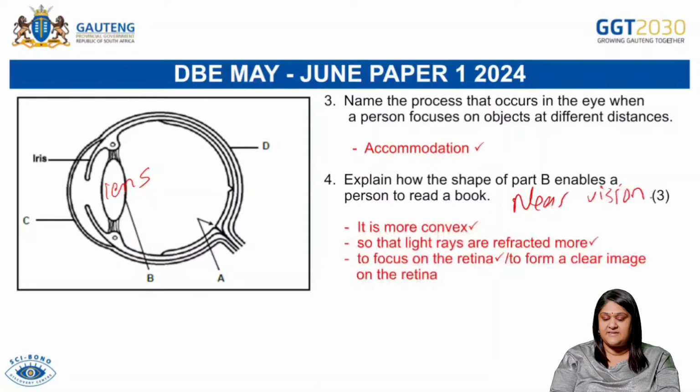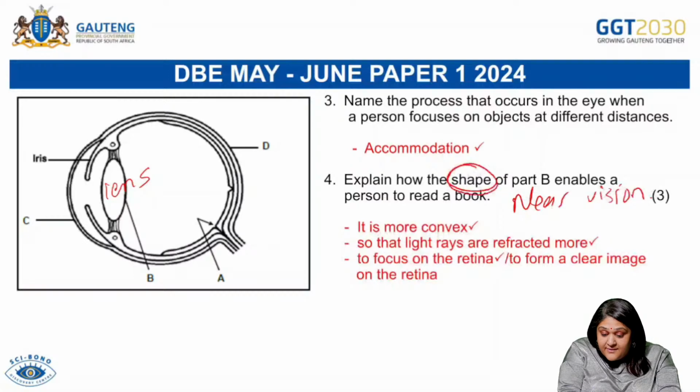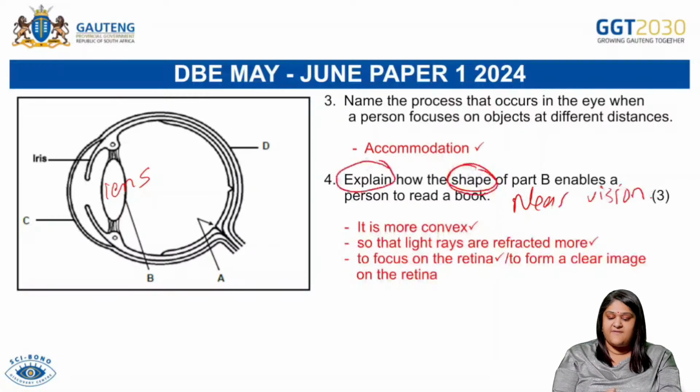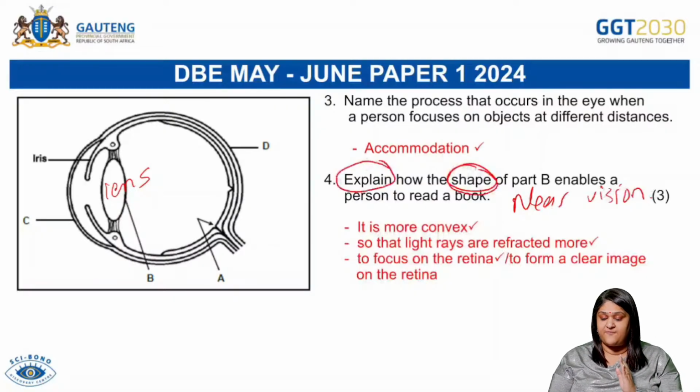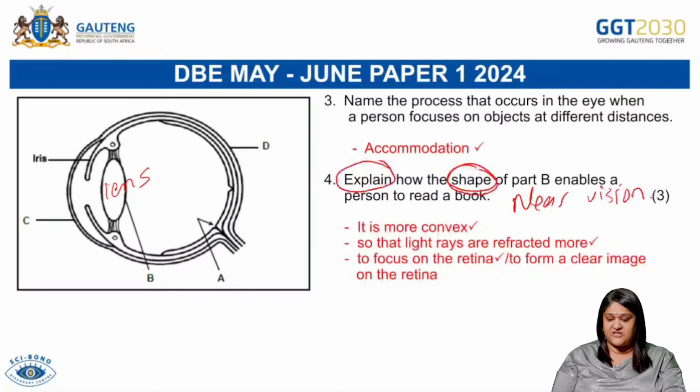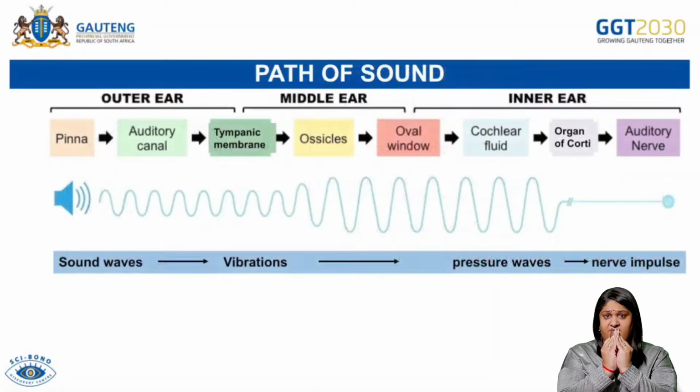So let's look if we are correct. It's more convex, and they ask what's happening to the shape. So the direct answer is that it is more convex. You need to explain. That's the reason why you need to say light rays are refracted more to focus on the retina. Okay. Because they want to know how the shape of B enables a person to read a book. So you have to say, what is the shape? It's convex. You need to explain how. And it's because we have more refraction taking place because of that more convex structure. Okay. Refraction means the bending of light.